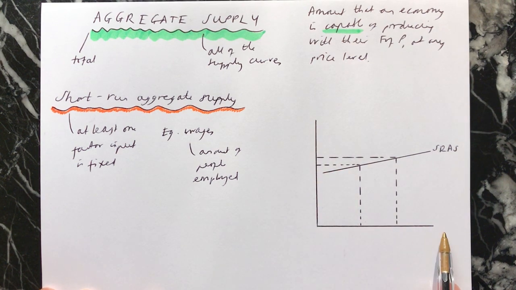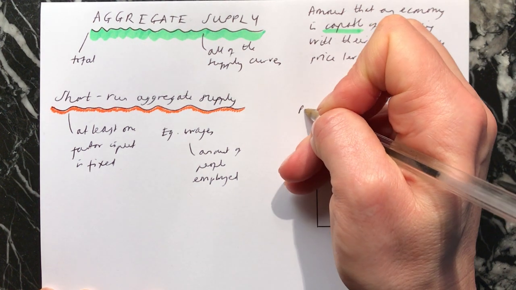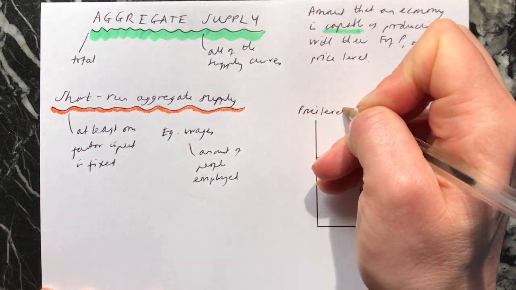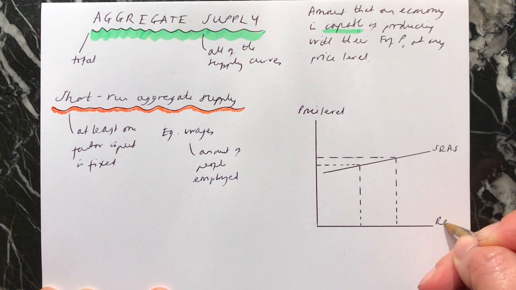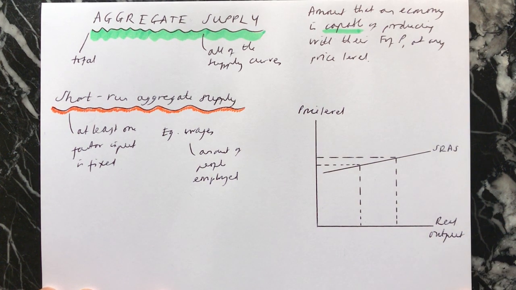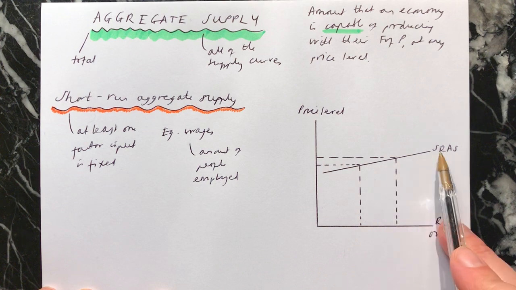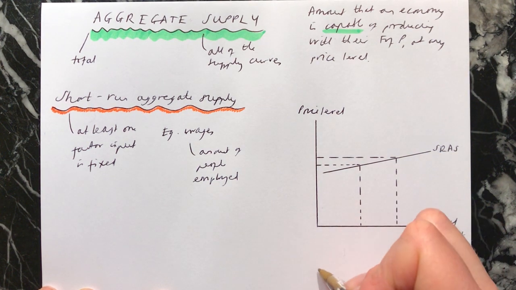This is how you draw your diagram to show short-run aggregate supply. And remember, we're in theme 2, macroeconomics, and this axis is labelled price level. Remember, that's the average price level of goods and services within your economy. And this axis is labelled real output. The short-run aggregate supply curve is upward sloping, and it's relatively elastic.